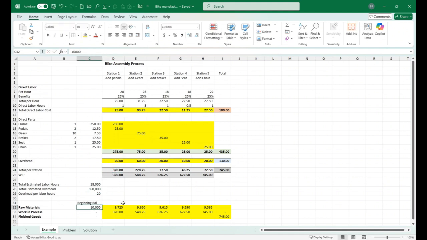We're starting with a raw materials balance of $10,000. So every time we pull raw materials out, our raw material account will decrease. You can see here that it's the prior balance of 10,000 less the 275 we pulled out.